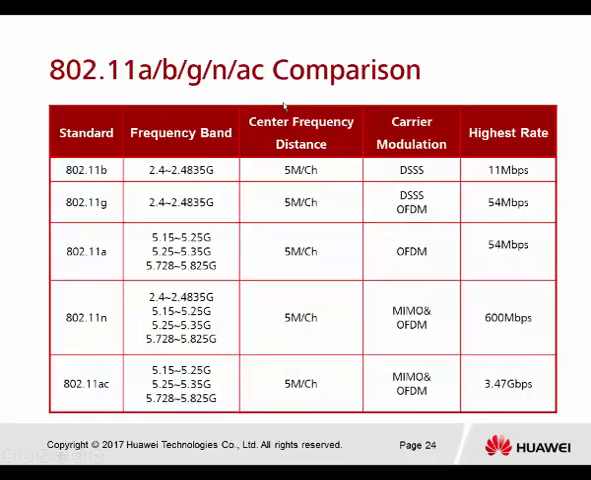Okay, this is the comparison here between the different standards. So basically B and G use the same frequency band. The distance for all the channels is the same. Okay, for every single channel, the distance is around 5 MHz. For the modulation, B and G both support DSSS, and this is the reason why G is compatible with the standard B. Okay, because they both have the same modulation, and G is able to achieve 54 Mbps because it uses this modulation, OFDM.